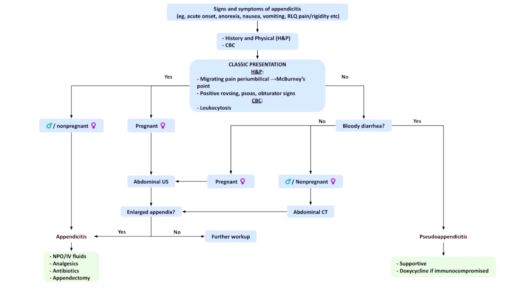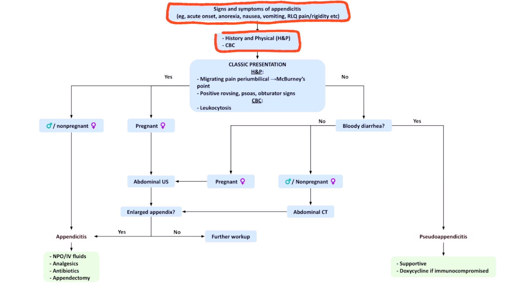In this slide, we can review the algorithm that was introduced earlier in the lecture. We begin with a patient with signs and symptoms of appendicitis such as anorexia, nausea, vomiting, right lower quadrant pain, or rigidity with an acute onset. History and physical exam, along with revealing laboratory findings on CBC, are useful in the diagnosis of the disease. The classic presentation on history and physical exam often includes migrating pain starting in the periumbilical region, migrating to the McBurney point in the right lower quadrant.